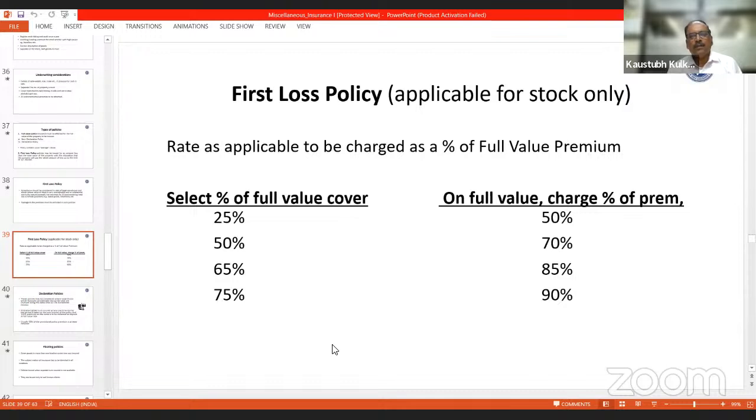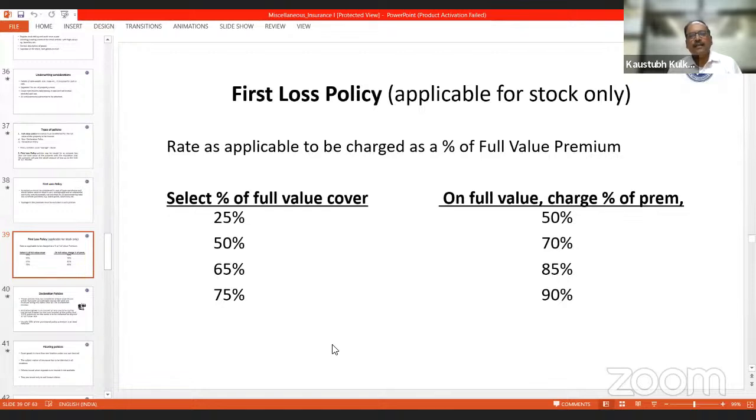Suppose the premium for total value of 1 crore is 10,000. In case of first loss policy of 25% full value cover, the premium will be 5,000. We are taking the liability of 25 lakhs and we are restricting the premium to 50%. Accordingly, the premium charged will vary according to the percentage of full value cover.